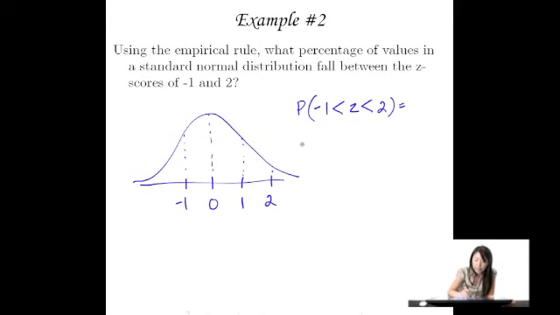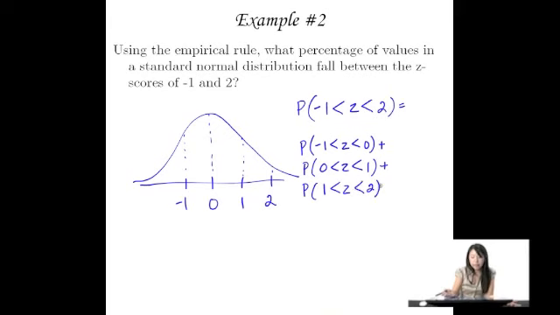What we could do is add up all of these separate little probabilities: the probability between -1 and 0, plus the probability between 0 and 1, plus the probability between 1 and 2. We could just add those all up. And that would be 34, 34, and 14.